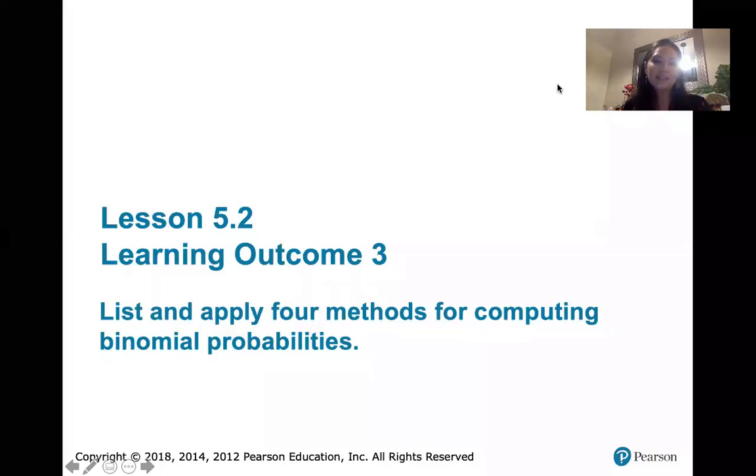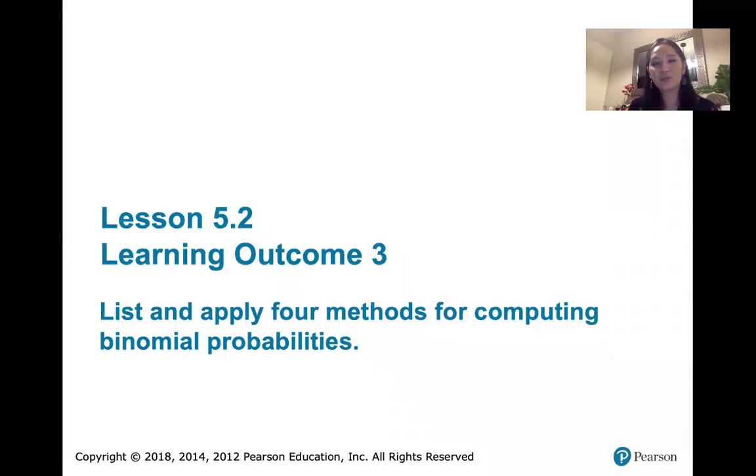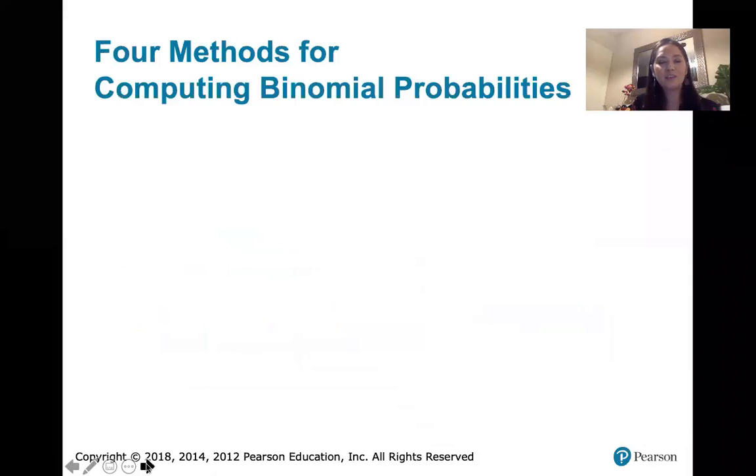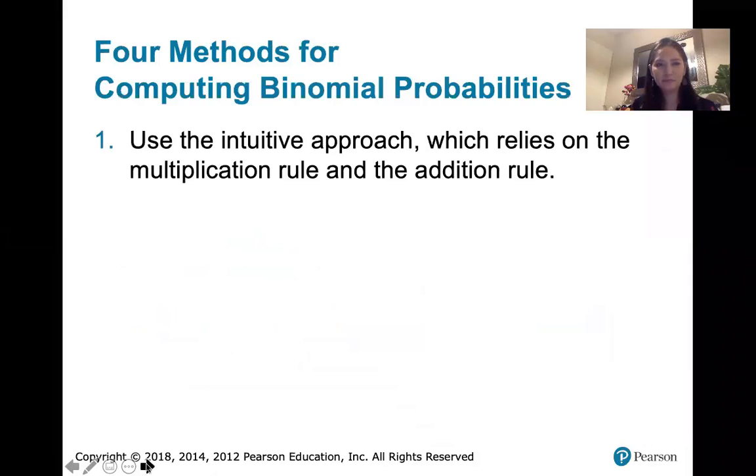In this video, we discuss learning outcome number 3 in lesson 5.2, which is all about applying 4 methods for computing binomial probabilities. So we'll summarize those 4 methods here. The first method is the intuitive approach. This relies on the multiplication rule and the addition rule that we've already studied.